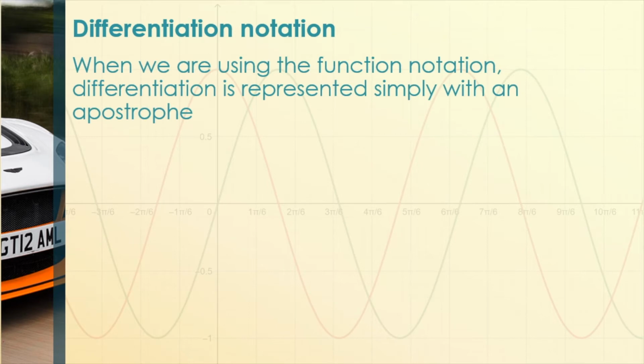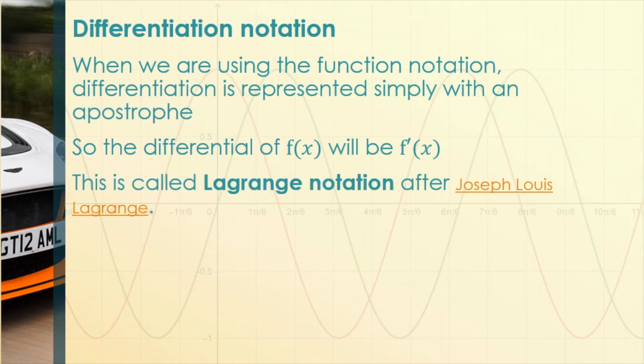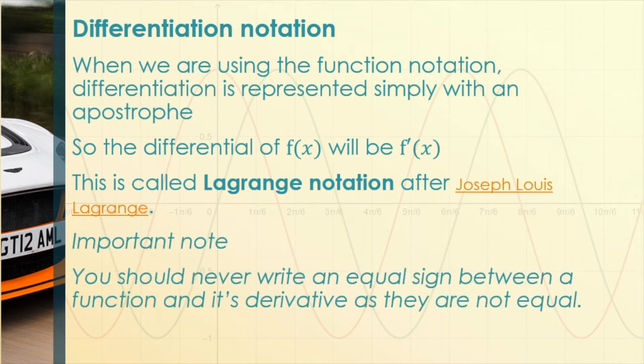When we are using the alternative function notation, f of x, differentiation is then represented simply with an apostrophe. So the differential of f of x will become f dash of x. This is called Lagrange notation after Joseph Louis Lagrange. More information can be found on the link. It's very important to note that you should never write an equal sign between a function and its derivative, as they are not equal.